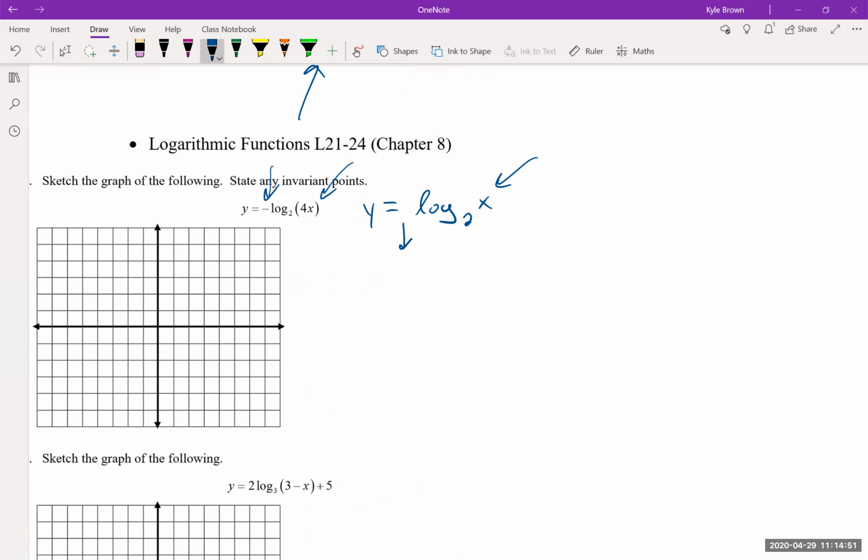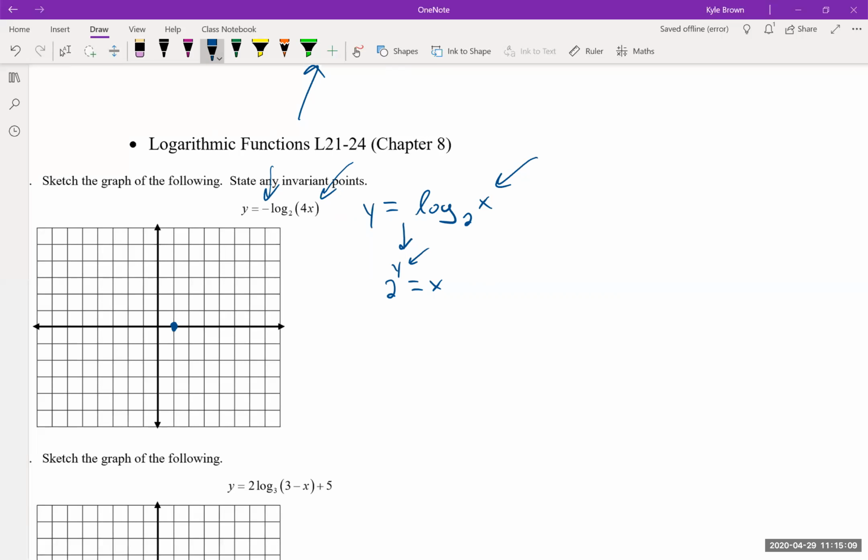Let's rewrite that guy. Let's write it as 2 to the power of y is equal to x, right? Just rewriting that log as an exponent. And now I can start kind of sketching this one. So if I threw a 0 in for y, then that would be 2 to the power of 0, that'd be 1, right? So when y is 0, x is 1.